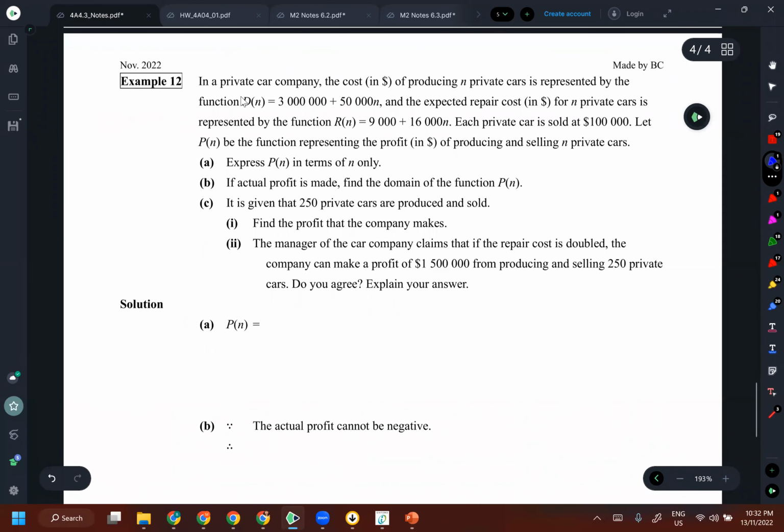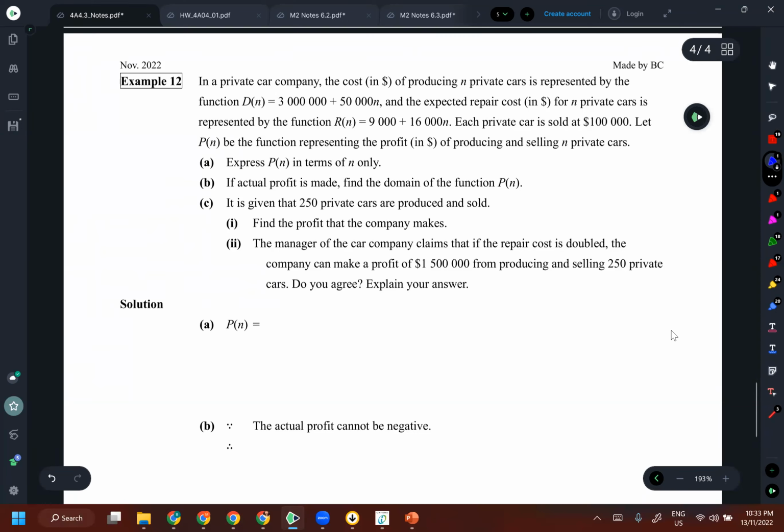Example 12. In a private car company, the cost of producing n private cars is represented by the function D of n. And the expected repair cost for n private cars is represented by the function R of n. Each private car is sold at $100,000. Let P of n be the function representing the profit of producing and selling n private cars. Can we find P of n in terms of n only?